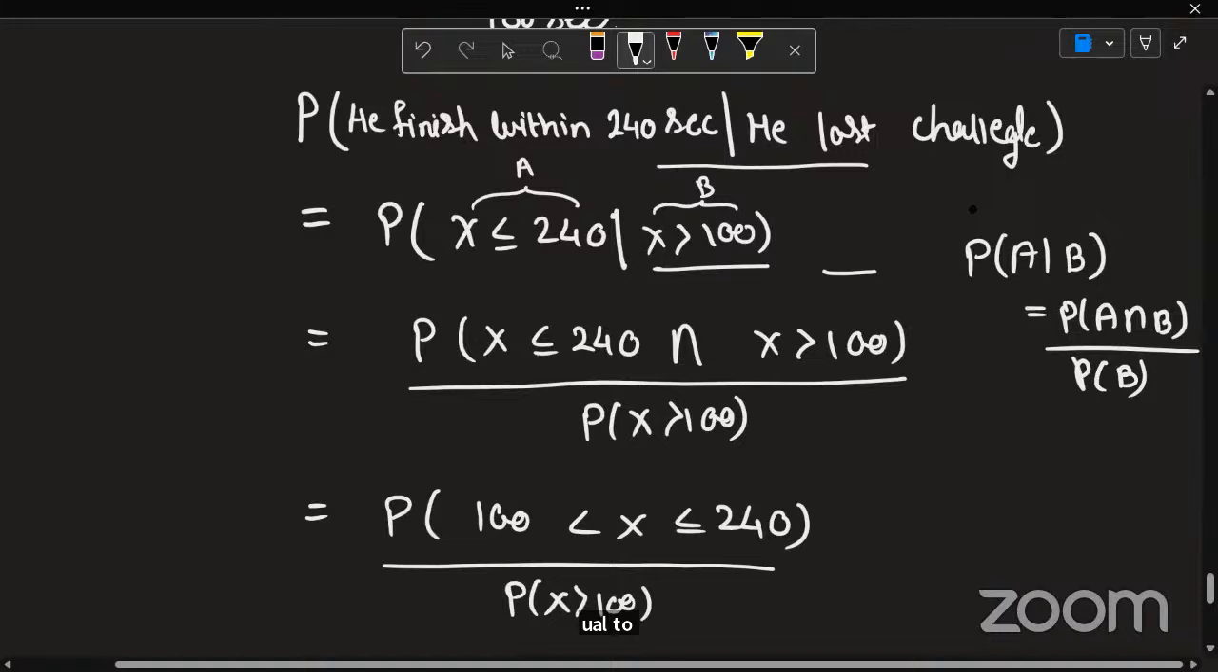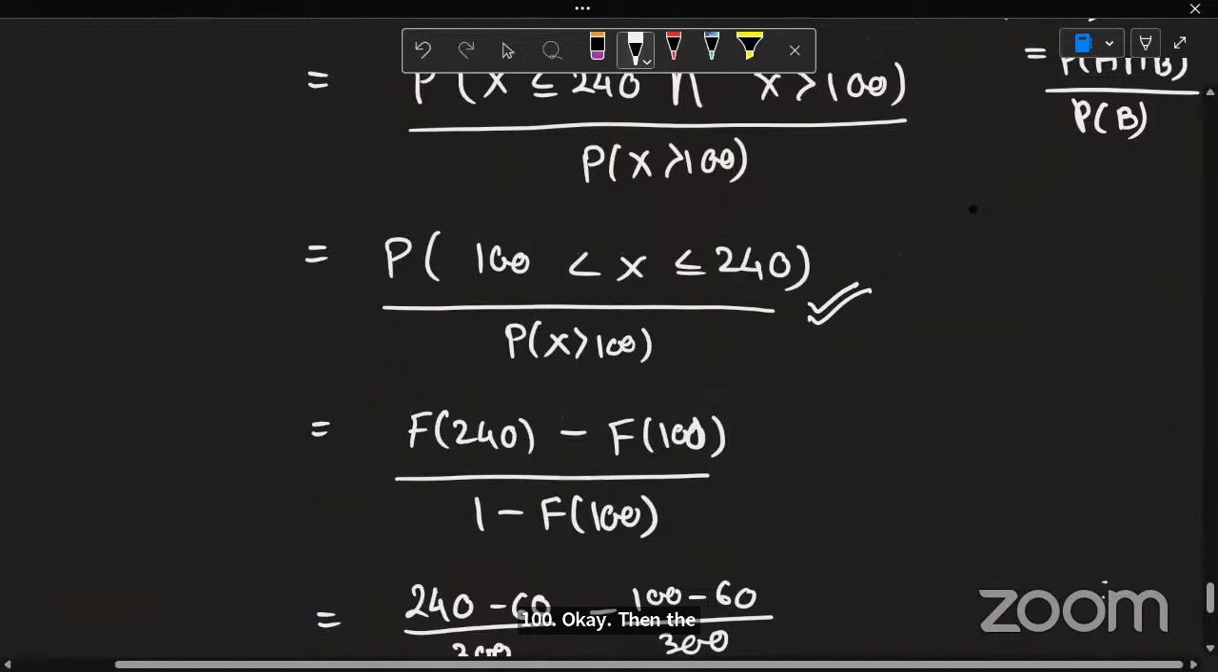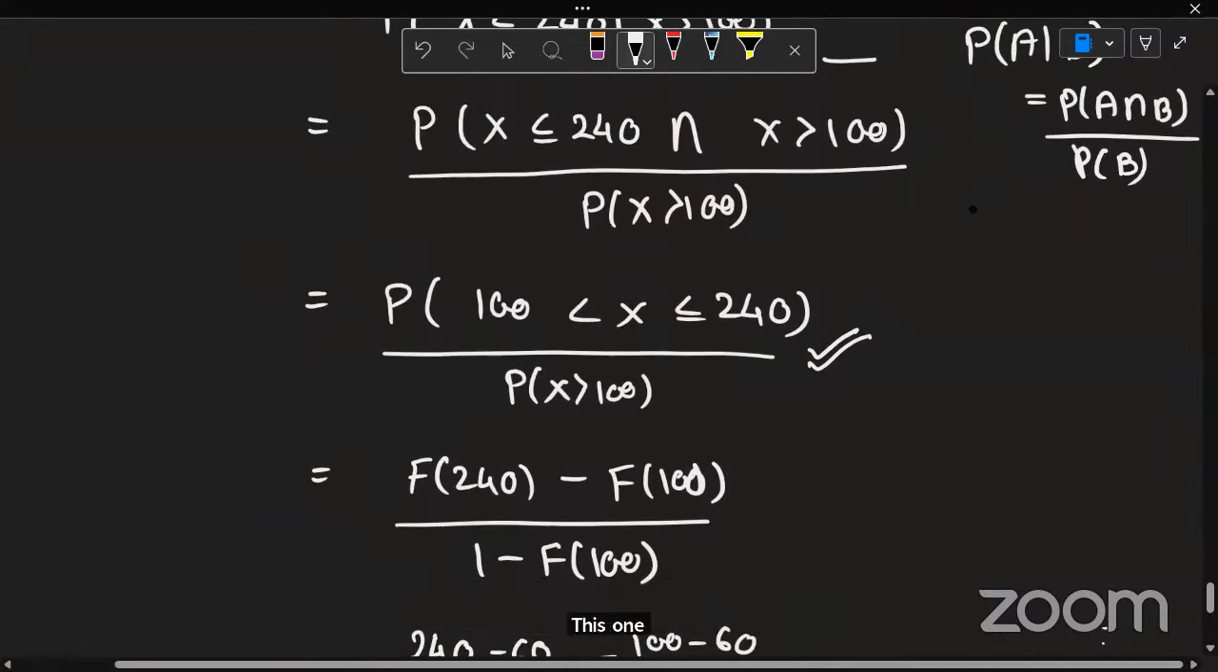Yeah, ma'am. This will turn to probability of 100 divided by probability x greater than 100. Okay. Then how is this point reached, ma'am? Once you have written it in the form, F of 240 minus F of 100. Okay. This also we have discussed.